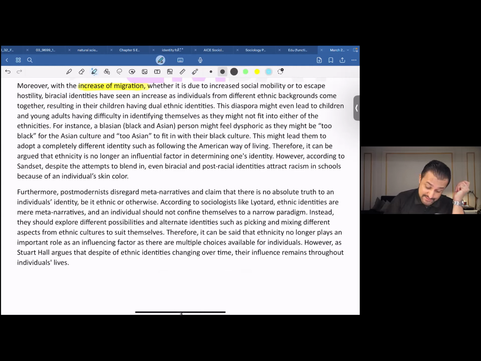Now, let's stick to the example that we have over here. For instance, a Blasian, that is a black and Asian person, might feel diasporic as they might be too black for the Asian culture and too Asian to fit in with the black culture. Read it again, you'd like this. This might lead them to adopt a completely different identity, such as following the American way of living. Therefore, it can be argued that ethnicity is no longer an influential factor in determining one's identity.